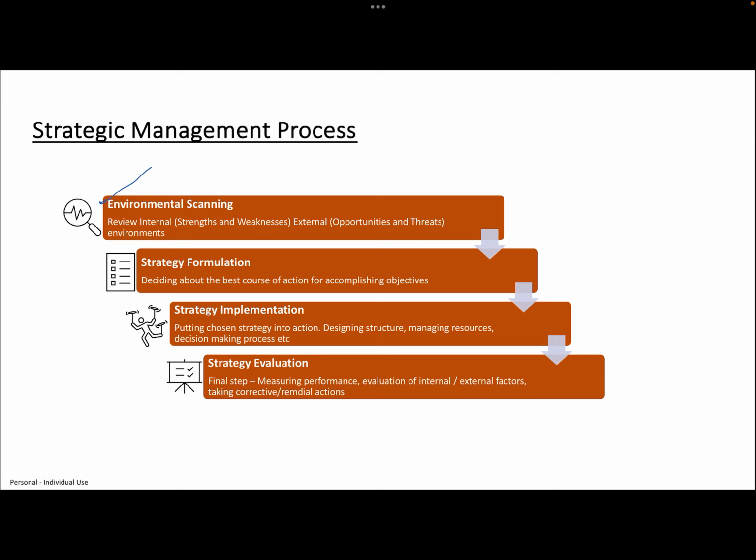The first one is environmental scanning. The second step is strategy formulation. The third step is strategy implementation. And the fourth step is strategy evaluation, in which, while evaluating, we can take some control and corrective actions. So this is the four-step process here. The fourth and fifth we covered here in the fourth itself, evaluation and controls, remedial actions. So environmental scanning, strategy formulation, strategy implementation, and strategy evaluation are the steps of the strategic management process.